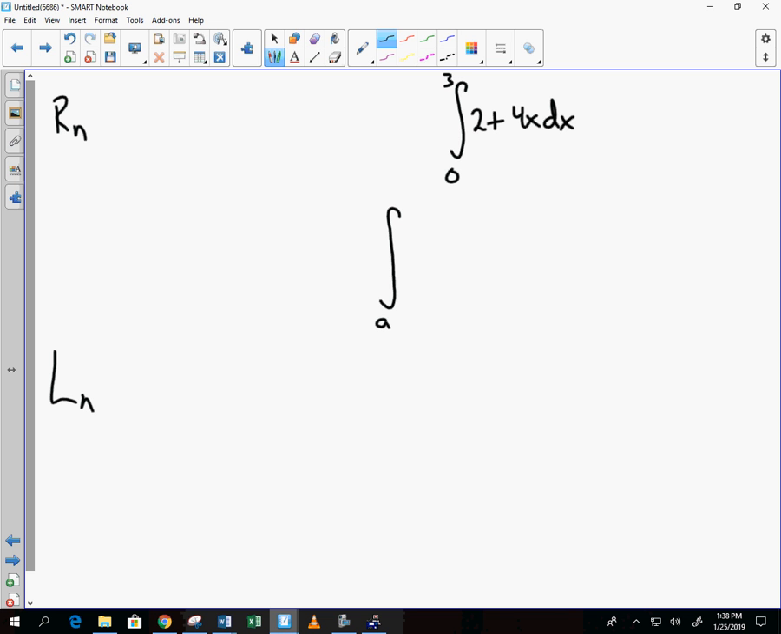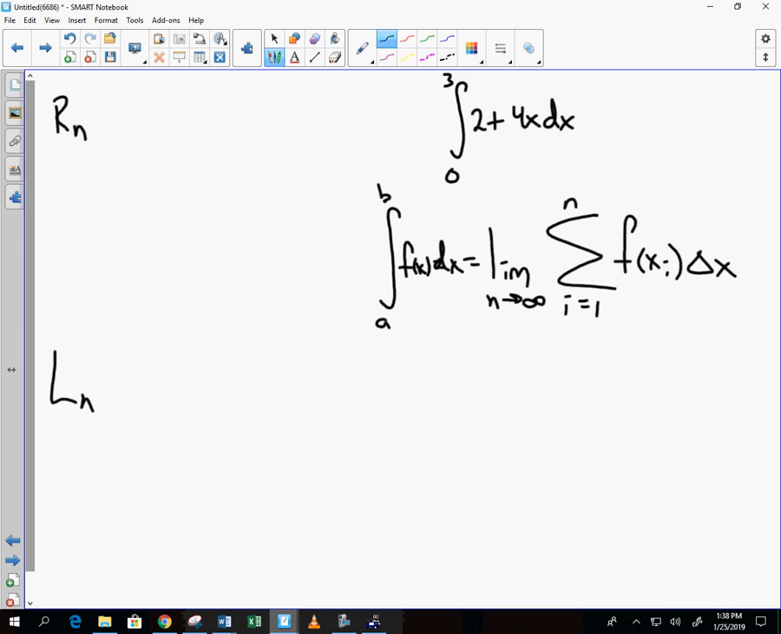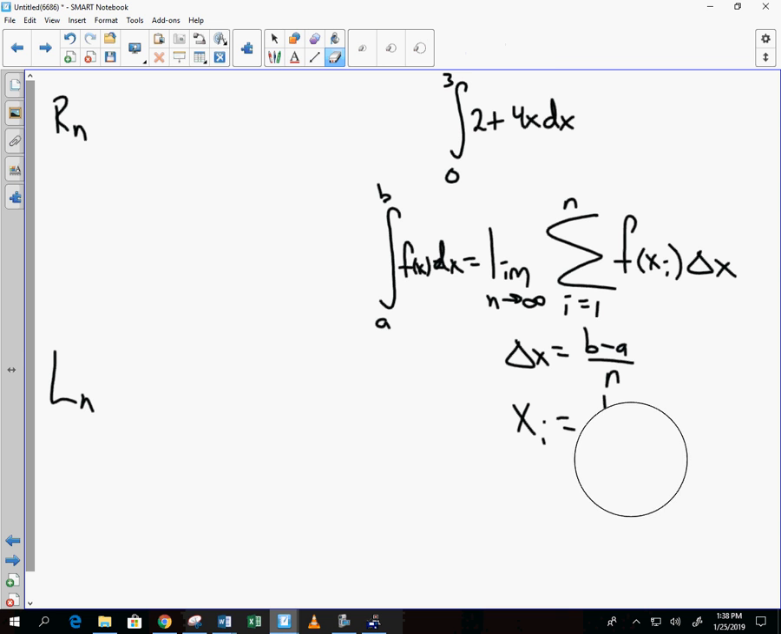So we said the integral from a to b of f of x dx is equal to the limit as n goes to infinity of the sum from i equals 1 to n of f of x sub i delta x. And we said that delta x is equal to b minus a over n. We said x sub i is equal to a plus b minus a over n times i.